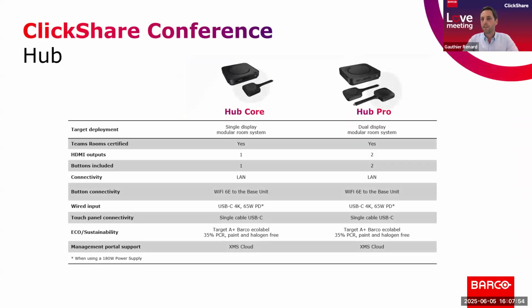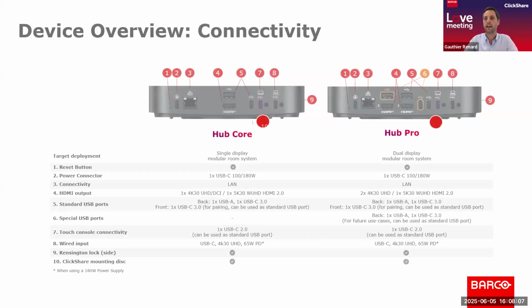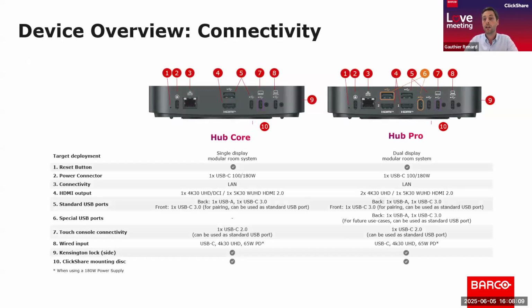Looking at the details, we have the two devices there. The Hub Core will come with one button, the Hub Pro with two buttons. The Hub Core has a single display output, the Hub Pro a dual display output, and more capabilities will come to these platforms as we progress forward. Let's have a little look at the details of these devices.